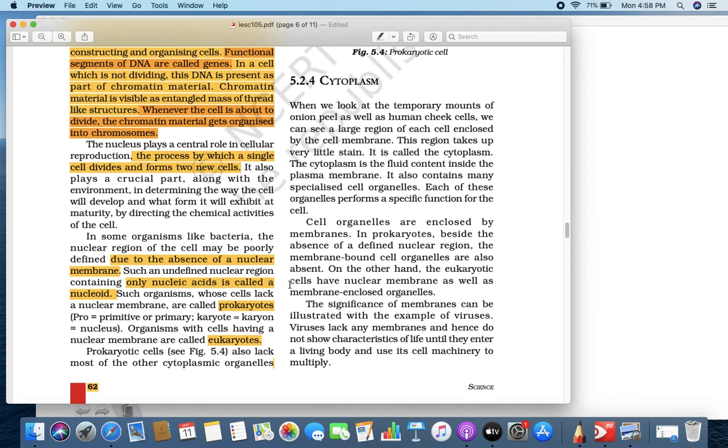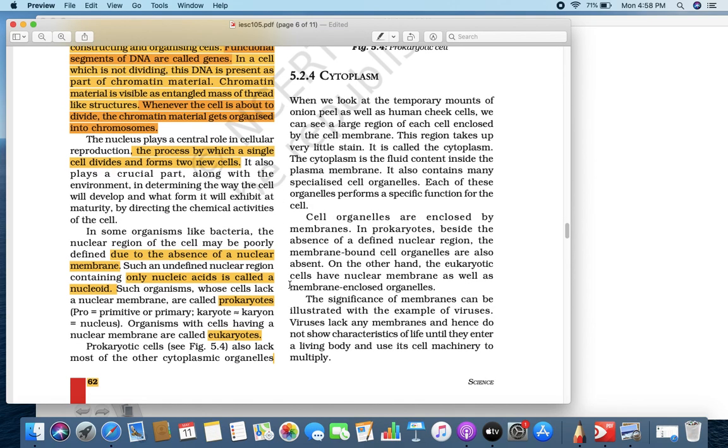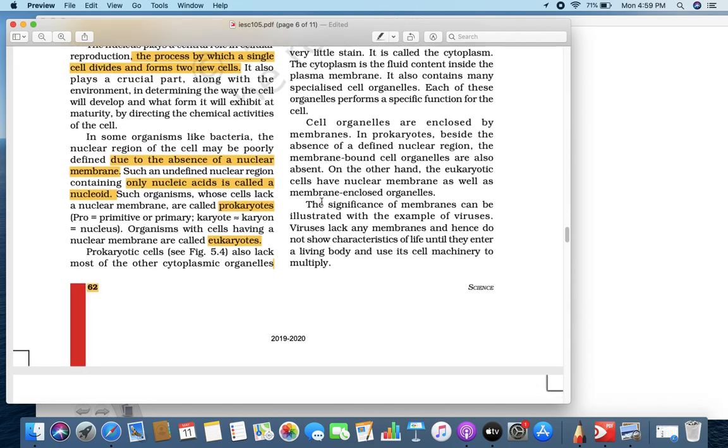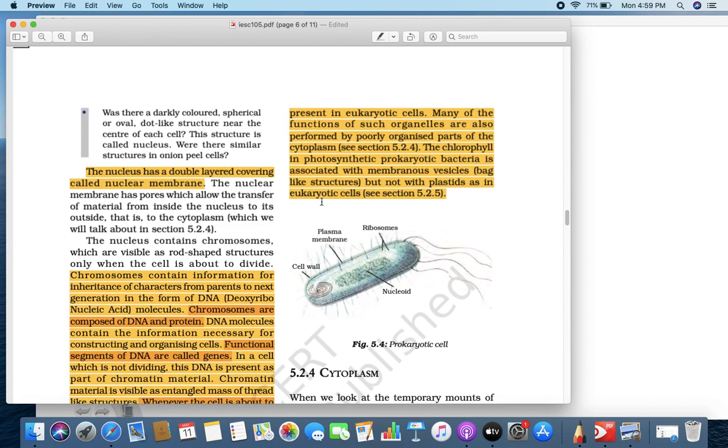Okay. So remember, organisms are characterised in two ways: first, prokaryotes and then eukaryotes. In prokaryotes, the nucleus is not properly developed and there is a lack of nuclear membrane. In eukaryotes, the nucleus is properly developed and a nuclear membrane is present. So that is what we have discussed about the nucleus.